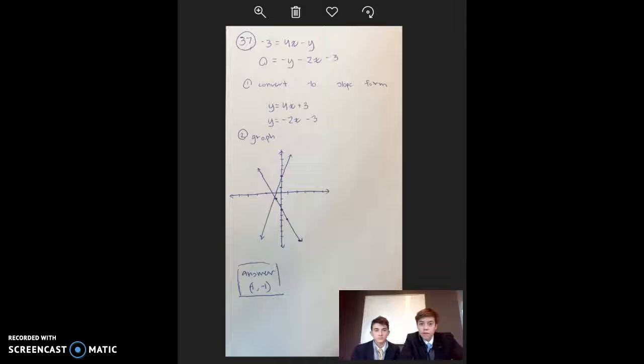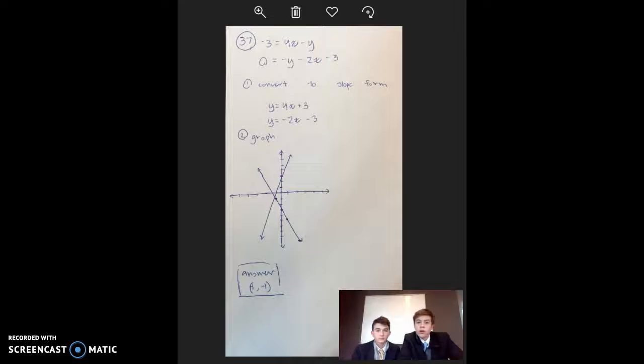And so to graph the first equation, 3 is the y-intercept here, so you would go up 3 on your graph here, and then you would do your slope from there. And the slope here is 4 over 1, so you would go up 4 on the y-axis, and then over 1 on the x-axis.